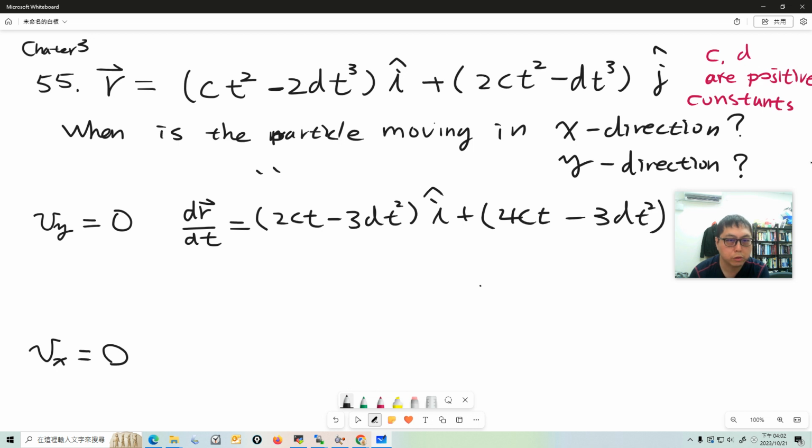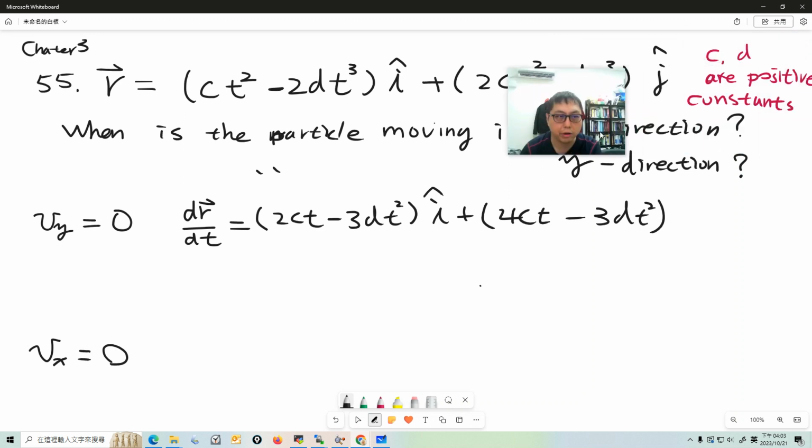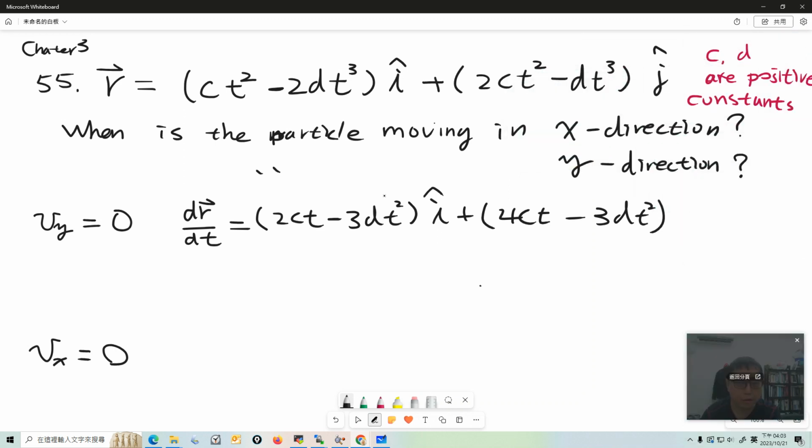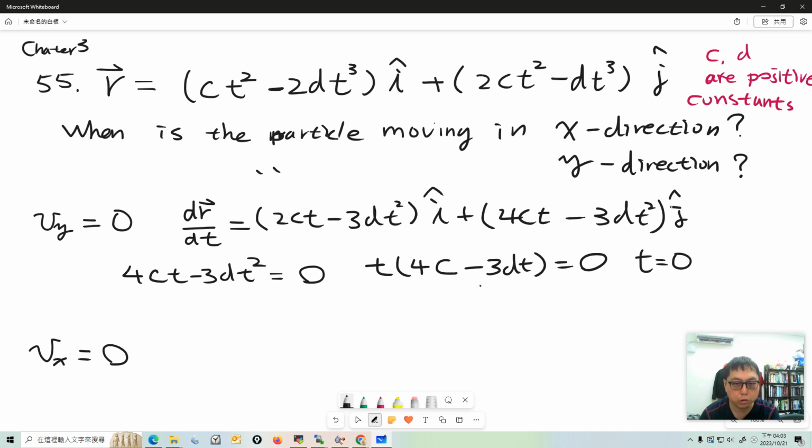With the particle moving in the x direction, that means the y component of velocity is 0. So the velocity y component, the j component, is 0. So 4ct minus 3dt squared is equal to 0. It becomes t times (4c minus 3dt) equal to 0. So the solution is t equal to 0 or t equal to 4c over 3d.